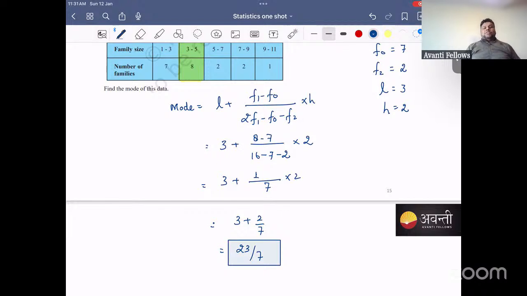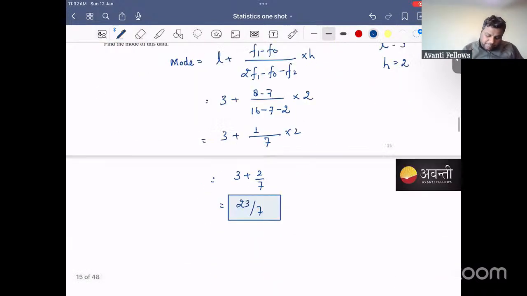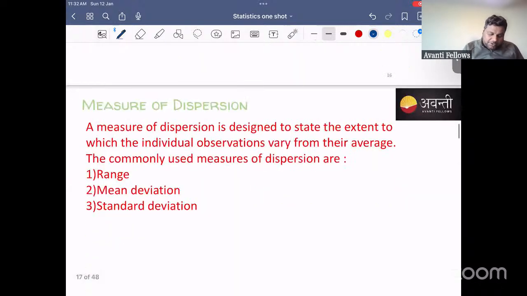23 upon 7. Understood? So this is what we call mode in case of continuous frequency distribution. Now we will talk about measure of dispersion. This is the most important portion of this chapter. Measure of dispersion. Now, first of all, dispersion is what?